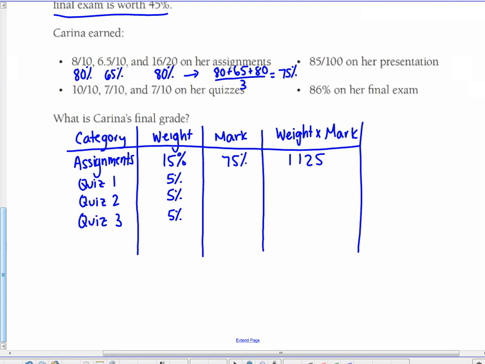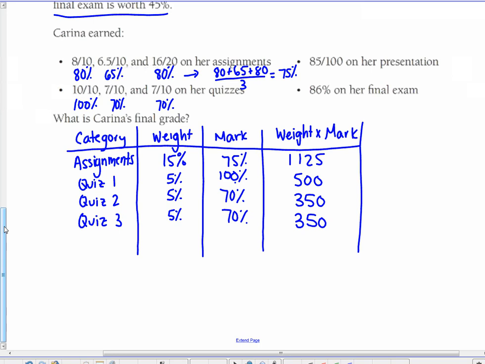What was the percentage on her first quiz? 10 out of 10, so 100. Hundo. I like saying hundo. Her second quiz, 7 out of 10, what percentage is that? 70%. And her third quiz, 7 out of 10, 70. So quiz 1, 5 times 100 equals 500. 5 times 70 is 350. And 5 times 70 again would also be 350.